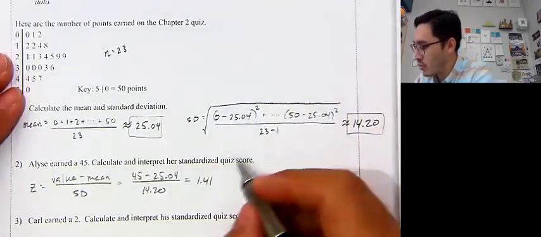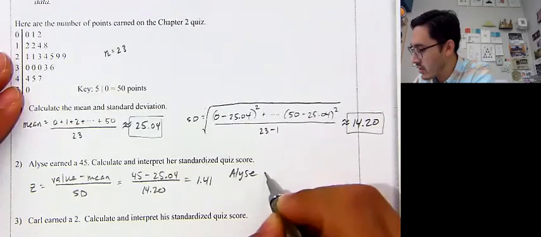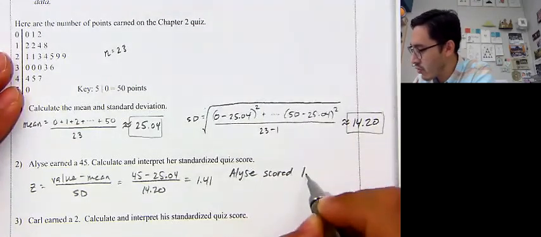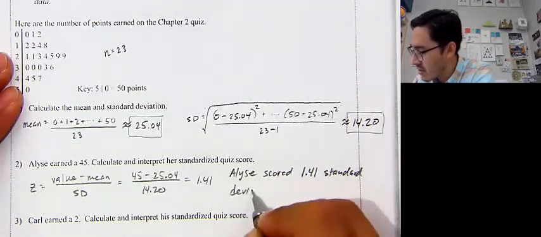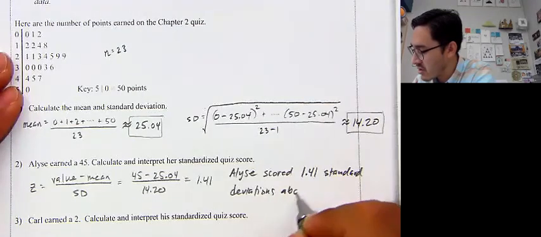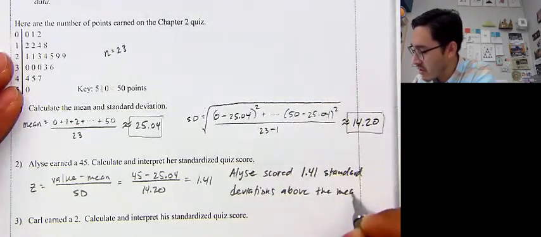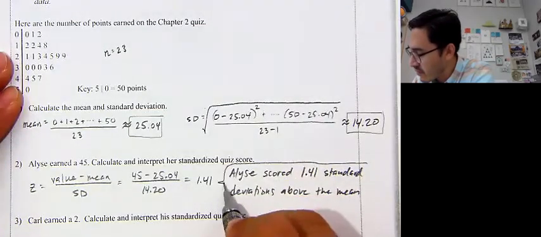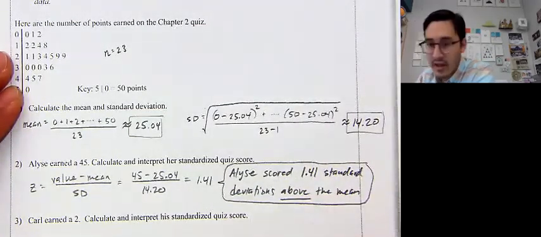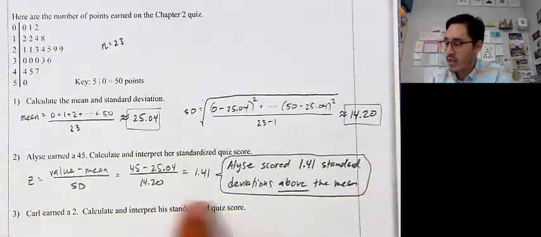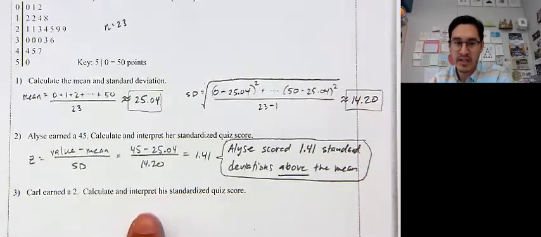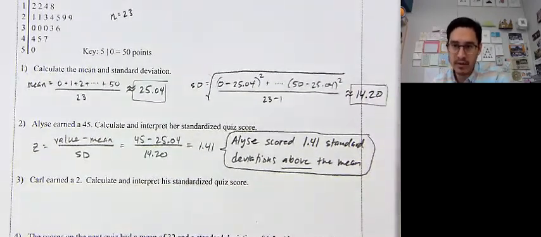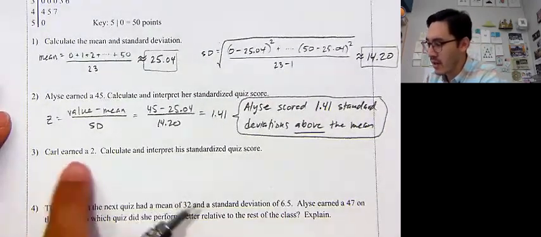Okay. So we'll write that. Elise scored 1.41 standard deviations above the mean. Okay. So one of the keywords here is the word above, right? Because the z-score came out as positive, we know that her score is higher than the mean, okay? Had this come out as negative, which we'll actually see in part 3, right, then the interpretation is going to be just slightly different.